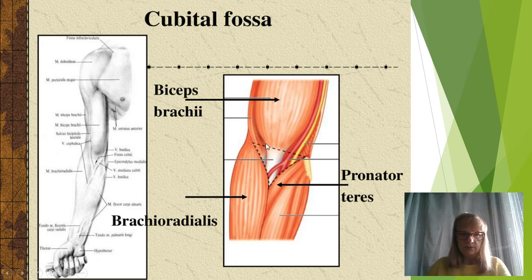Okay, biceps you see here. The upper border will be biceps. Pronator teres and brachioradialis form the lower borders, and more deeper we have the brachialis, the floor of the cubital fossa. The cubital fossa.